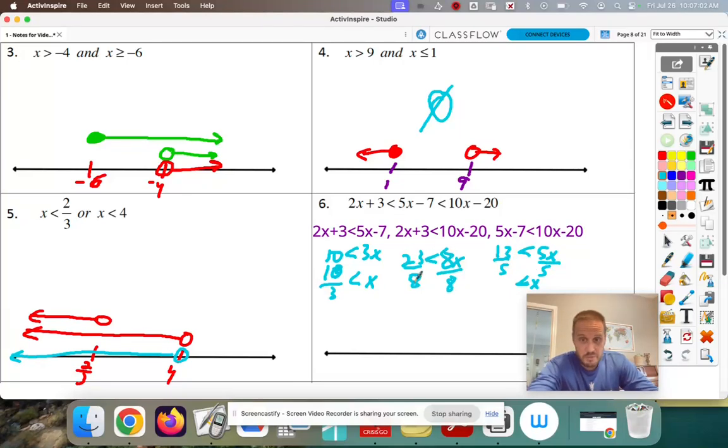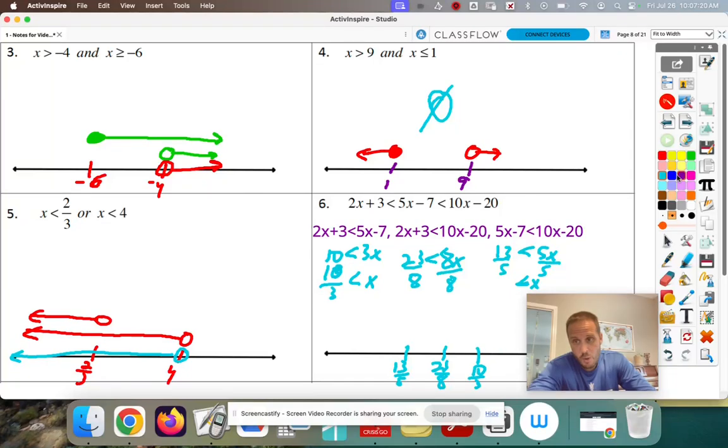X is greater than 23 over 8, which is just shy of 3. And then this is x is greater than 3 1/3. And so all three of these need to be true. We need to be greater than 2.6. We need to be greater than 23/8, and we need to be greater than 10/3.